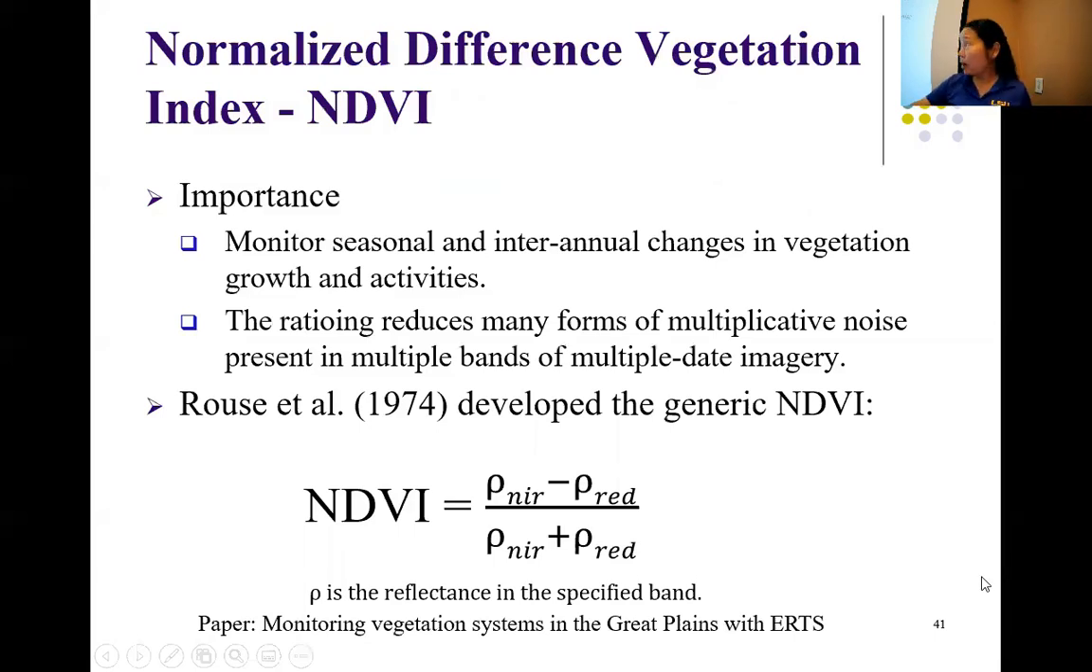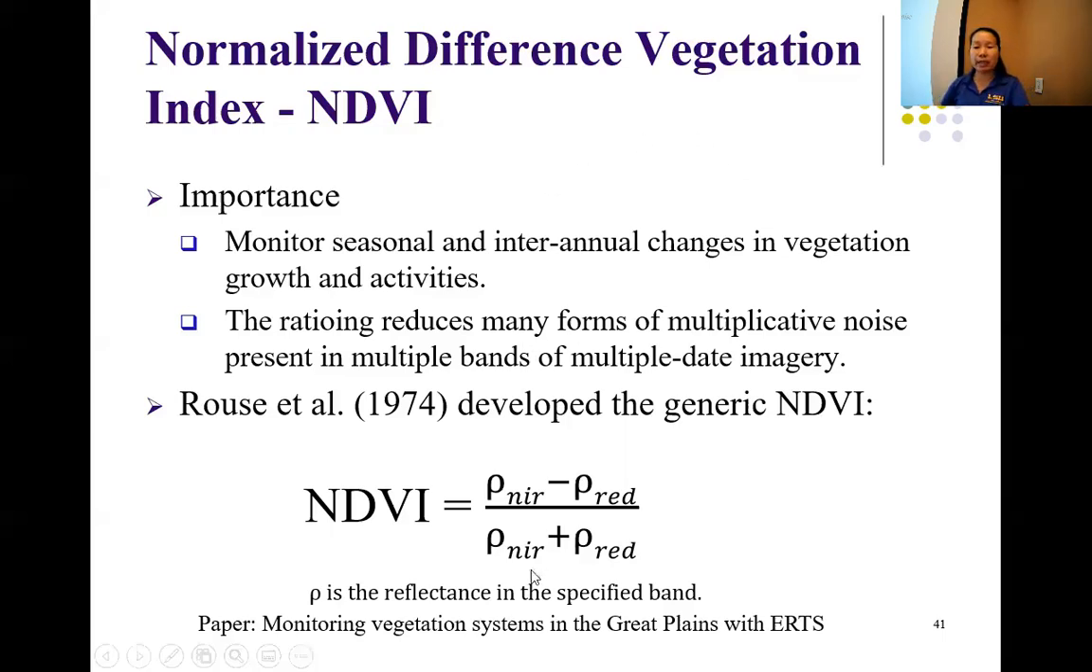And then the other one is the most frequently used one. The majority of the time we use NDVI, especially when we calculate NDVI and then throw it into some other classification or some other modeling. NDVI is the normalized difference vegetation index. This index is widely used, hence it's very important, because it monitors seasonal and interannual changes in vegetation growth and activities. The ratioing reduces many forms of multiplicative noise present in multiple bands.